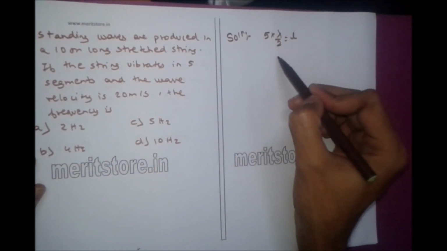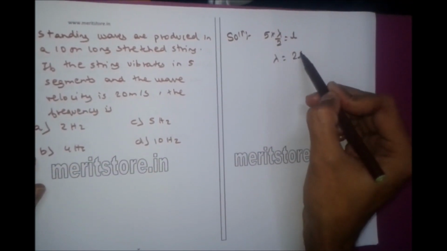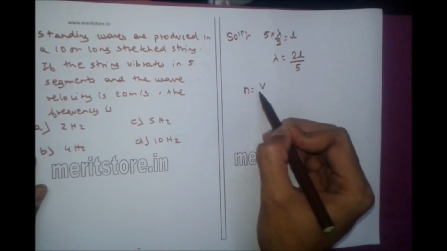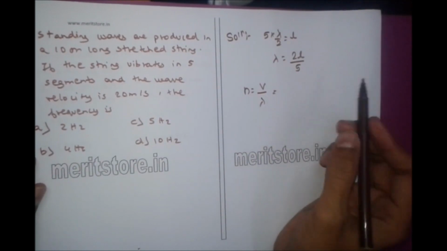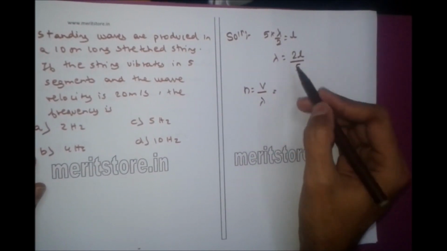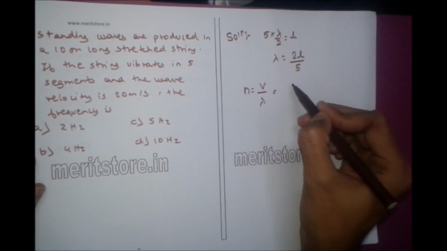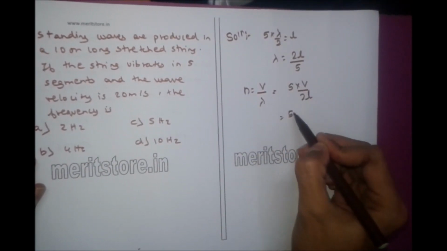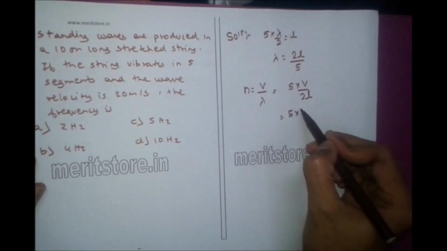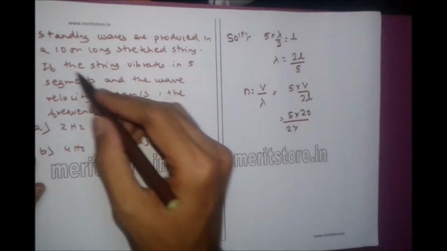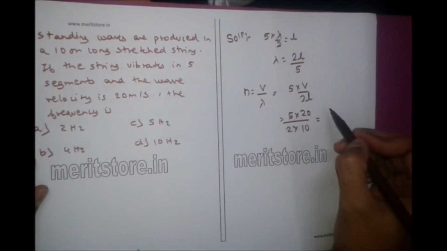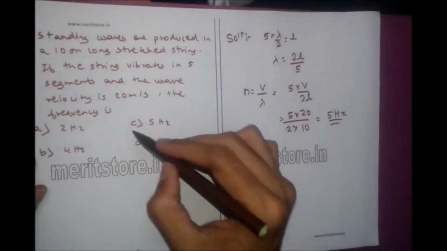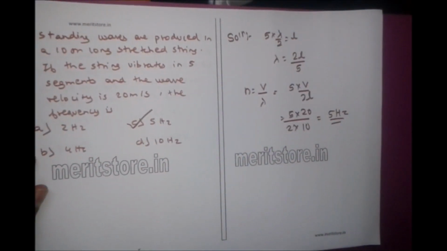So therefore the value for lambda becomes 2L upon 5. Hence now we have the frequency, which is equal to velocity upon the wavelength. So again we'll substitute the wavelength over here. We get it to be 5 multiplied by the velocity upon 2L. Now the 5 multiplied by the velocity, which is given to be 20, upon 2 into the length, which is 10. That gives you 5 hertz. The frequency comes out to be option C, that is 5 hertz.